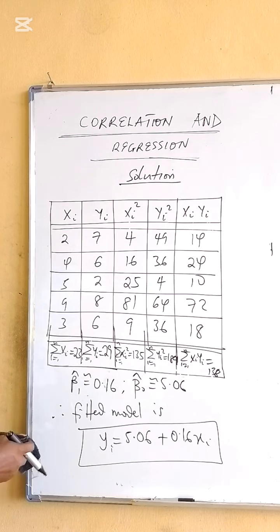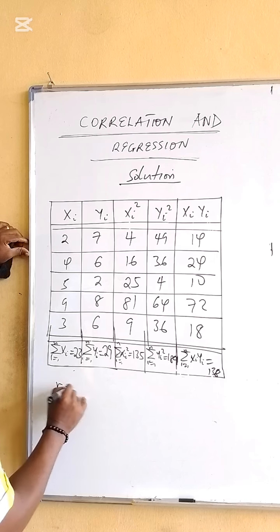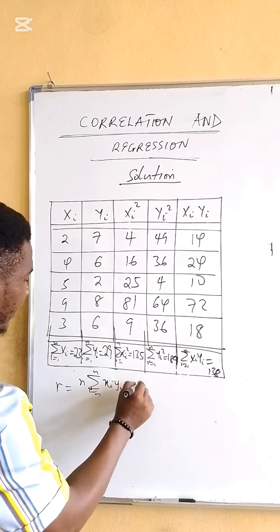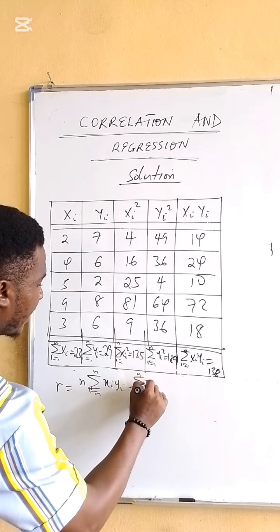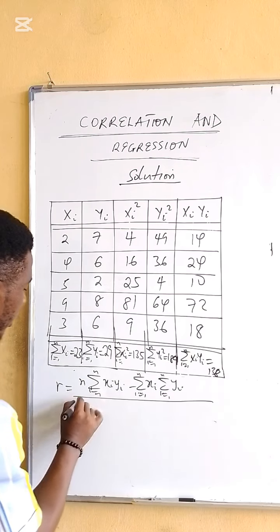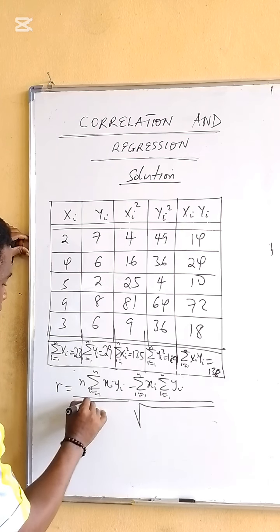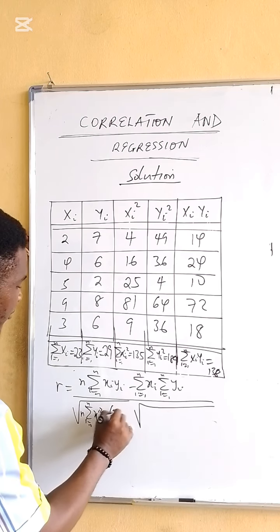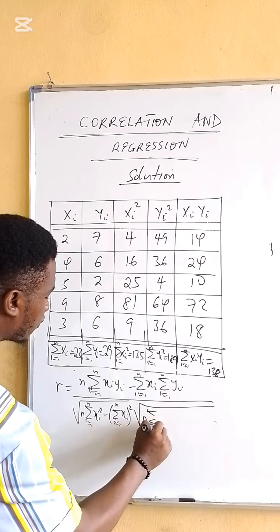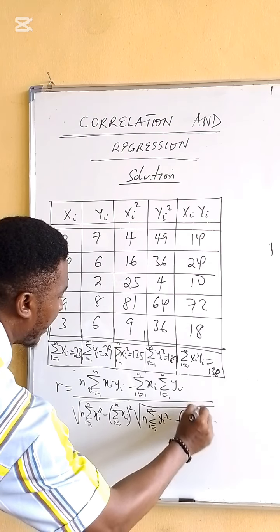Let's now move to the correlation coefficient quickly. To obtain the correlation coefficient using Pearson's correlation coefficient, r, the numerator was n summation from i equals 1 to n of xi yi minus summation xi times summation yi, all over the square root of n summation xi squared minus summation xi all squared, times the square root of n summation yi squared minus summation yi all squared.